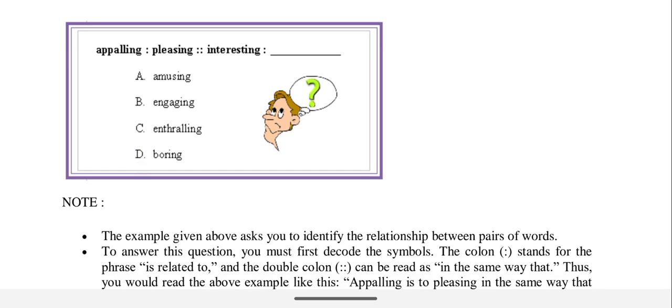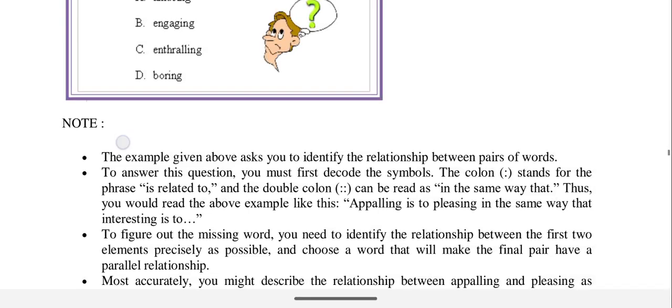Okay, so the example given above asks you to identify the relationships between pairs of words, and to answer the questions you must first decode the symbols. The colon stands for the phrase "is related to" and the double colon can be read in the same way as "in the same way that". Thus you would read the above like this: Appealing is to pleasing in the same way that interesting is to... To figure out the missing word you need to identify the relationships between the first two elements.